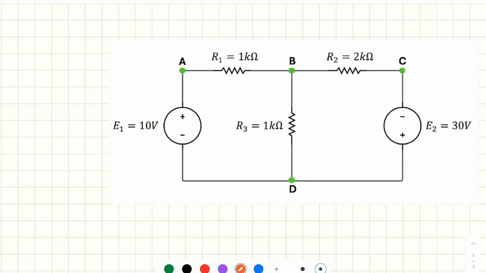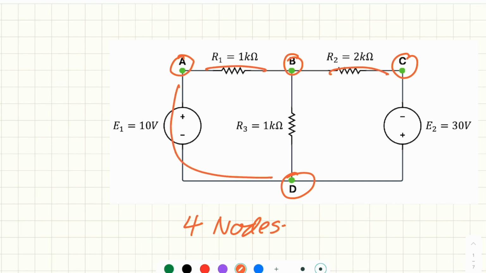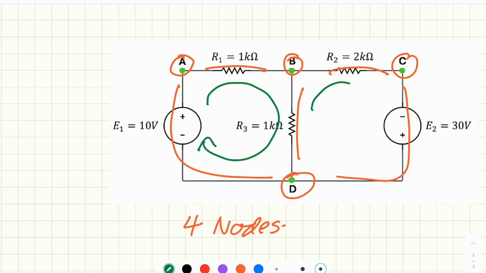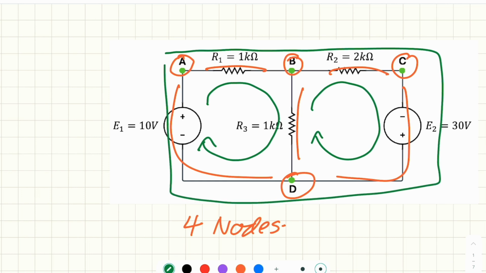You can see in this example, there are A, B, C, D. There are 4 nodes here. And each node is connected by a branch. So in terms of the branches, you have 1, 2, 3, 4, 5 branches. The loops, we have 1 loop, 2 loop, and don't forget you have the 3rd loop here.